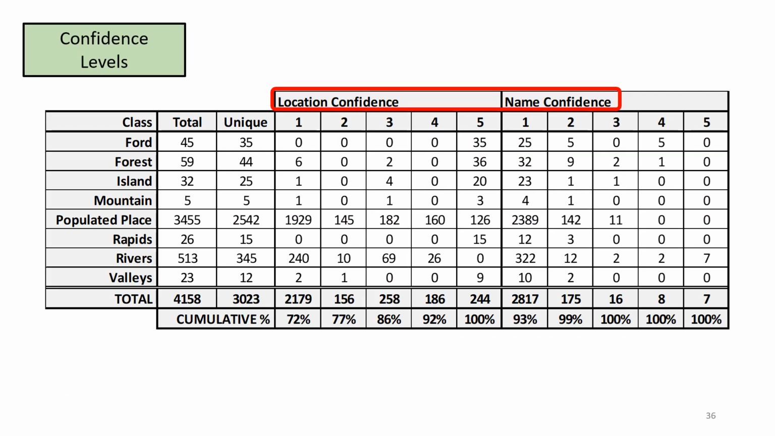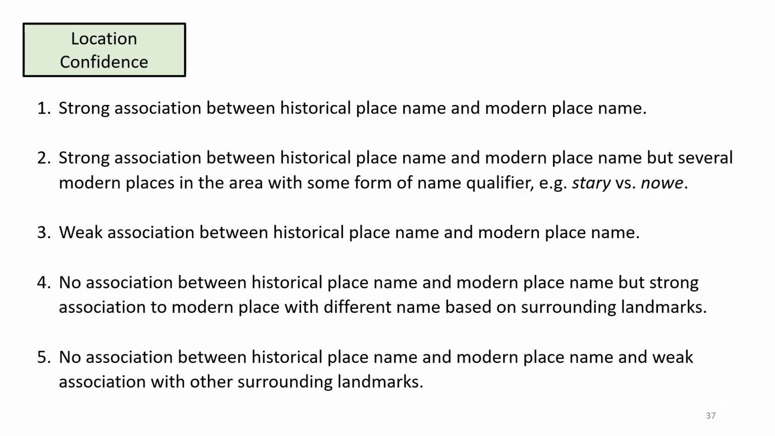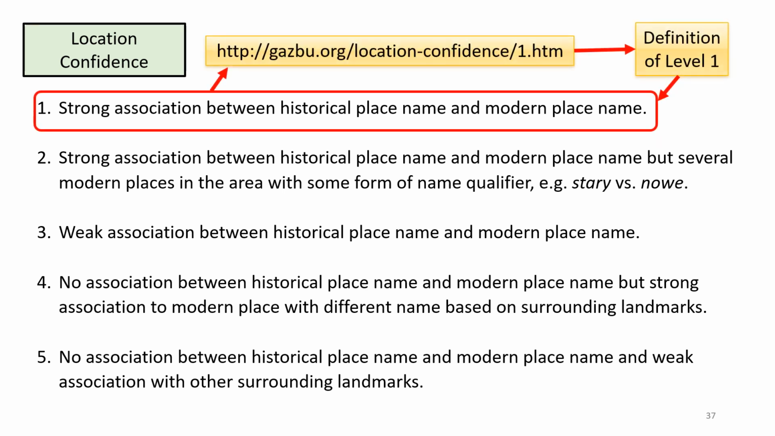Returning to our database statistics, we will now examine how we assess our confidence in location and name spelling data. In many cases, a Beauplan place can be associated with a modern place with a high degree of confidence, but there are cases where the association is not strong. Here we see the rules that we apply when assigning location confidence levels to places. Note that these confidence levels appear in the GBU database as URLs that link to definitions of each level.